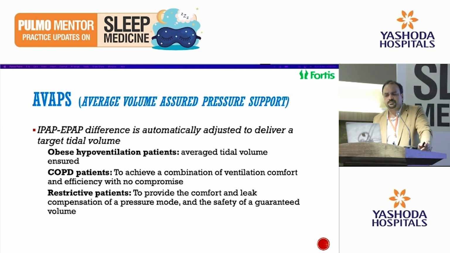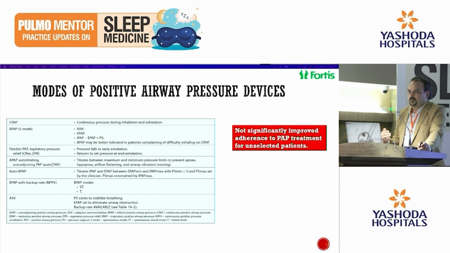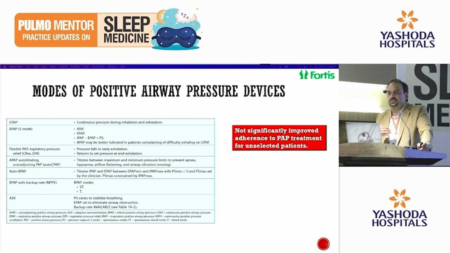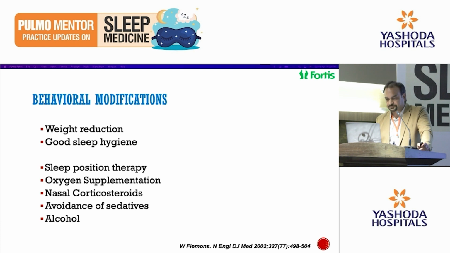So this is again a new mode, which is average volume assured pressure support, in which if the patient is very, very suffocating, not able to tolerate this pressure, then you give this pressure, and it is mainly helpful in patients who have obesity hypoventilation syndrome, COPD, and restrictive lung diseases. Although this mode has been developed, it has not been shown to increase adherence in almost all the patients. So you need to be very, very careful while selecting your patient, what the problem is, and how to titrate and tackle this problem. Not all modes work for every patient.